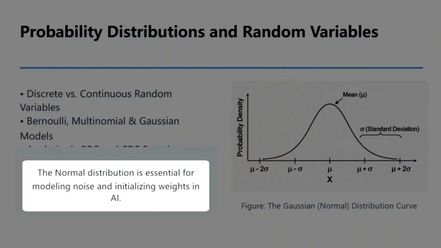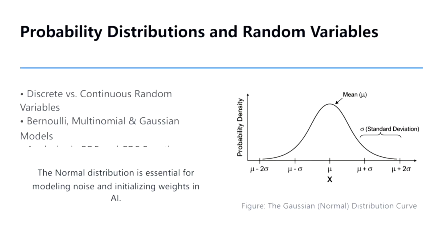We use the probability density function, or PDF, to describe the likelihood of a continuous random variable taking on a specific value. Understanding why the normal distribution is so ubiquitous will help us as we move into more complex statistical inference. Next, we'll explore how these probabilities interact when we look at Bayes' theorem.